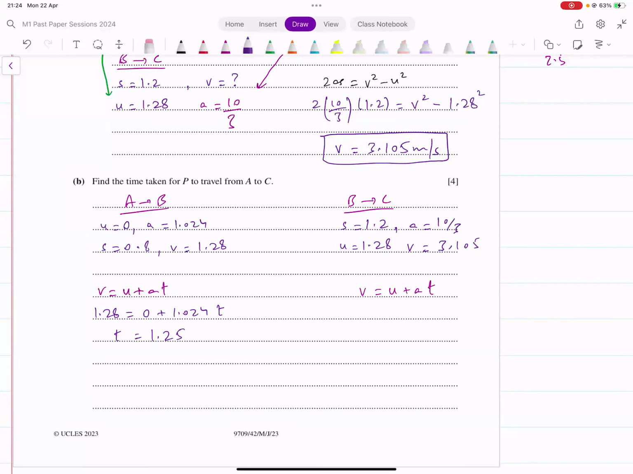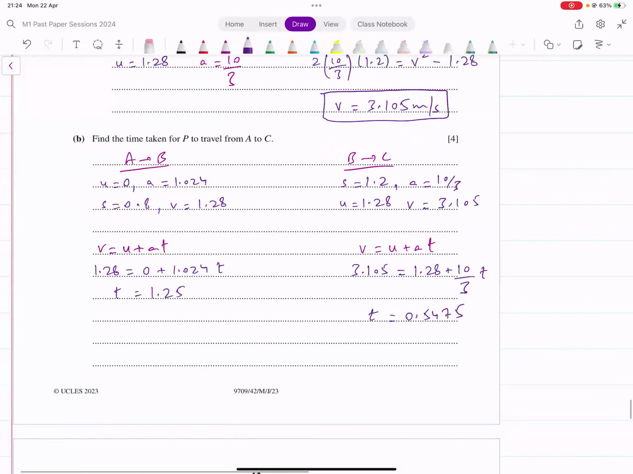And then for the second part of the journey, 3.105 equals 1.28 plus 10/3 into time. You get another time value from this for the second part of the journey. That gives you 3.105 minus 1.28 into 3 divided by 10. That's giving me 0.5475. What's the total time now?